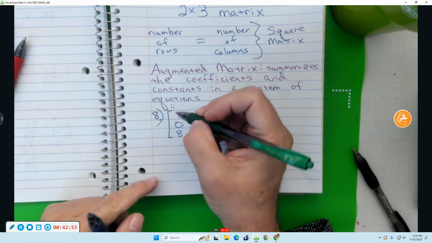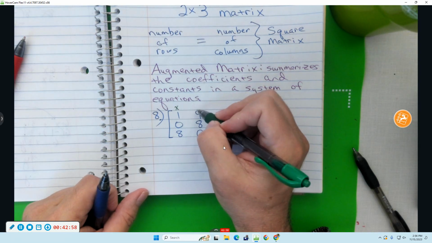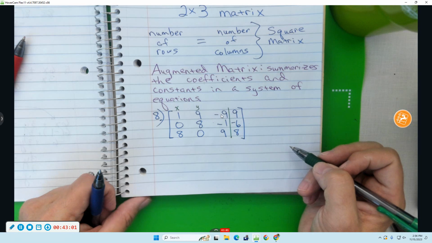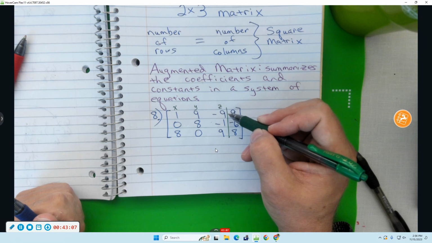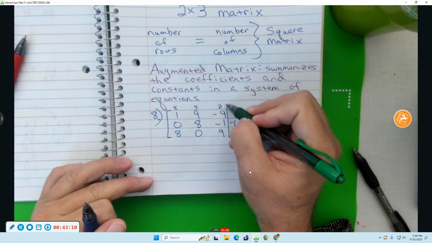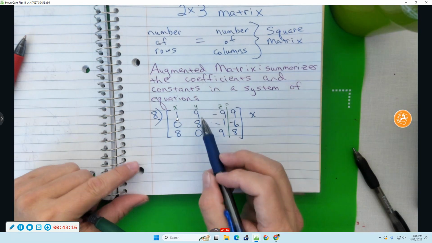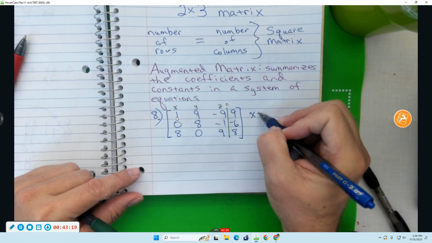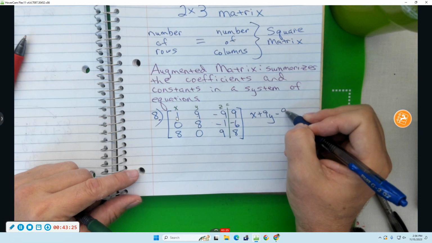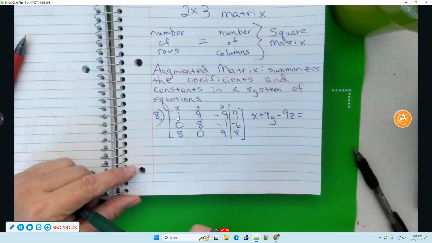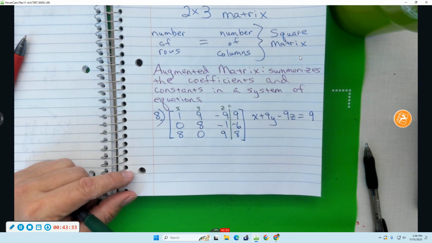and Z. That means the first column is the coefficient of X. The second column are the coefficients for Y. The third column are the coefficients for Z. And that green vertical bar is interpreted as equals, good. So we say 1x, and that's a positive 9, so plus 9y, and that negative is interpreted as a minus 9z equals 9. Tell me what that second row is saying in terms of an equation.